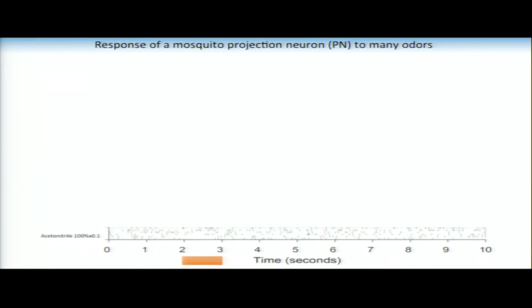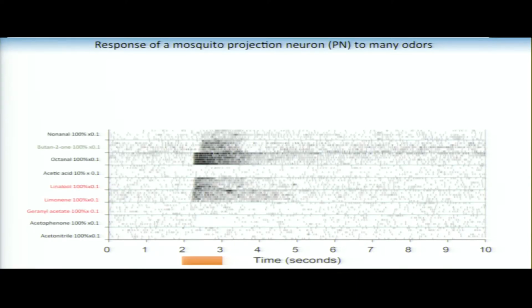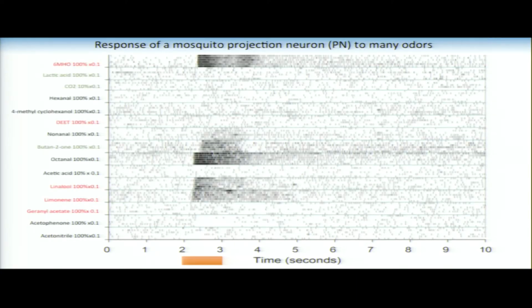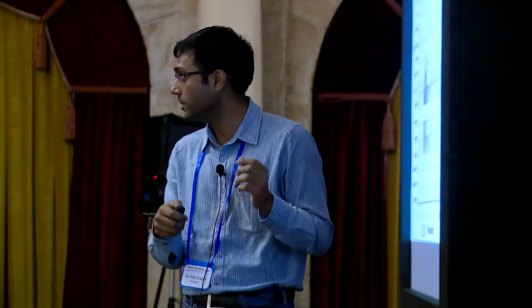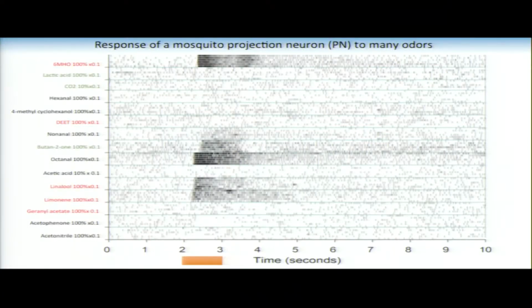For the same neuron, we gave multiple odor presentations. This is an example from one neuron. For this particular odor, acetonitrile, there was no response in this period, and now we gave different odors. As we can see, each neuron responds to a subset of odors. The ones that are indicated in red here are repulsive odors to mosquitoes, and the ones marked in green are the attractive odors. And what we found is that the same neuron could respond to both repulsive odors as well as attractive odors. This is one neuron.